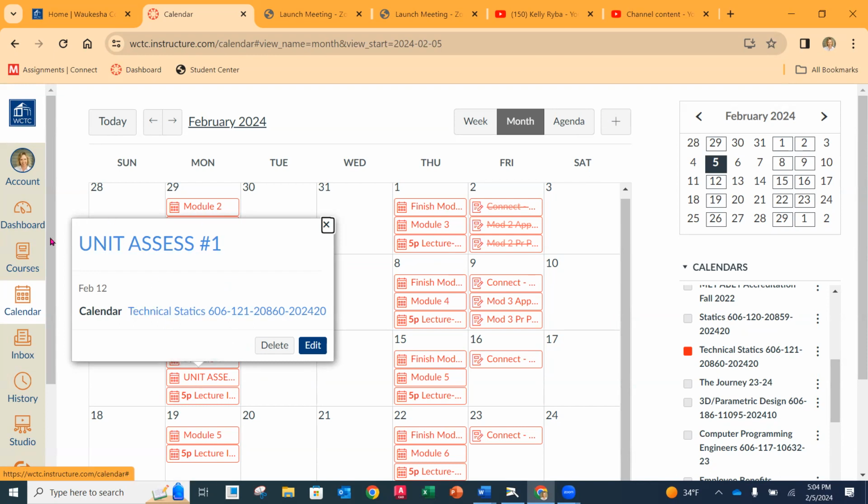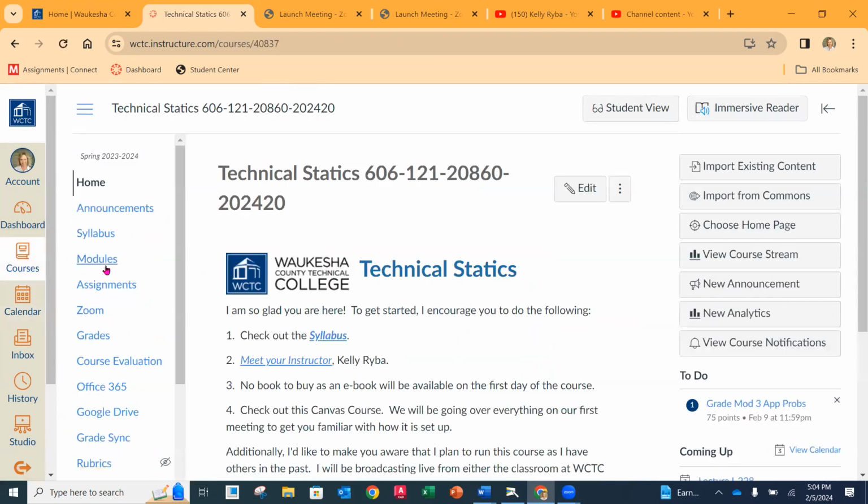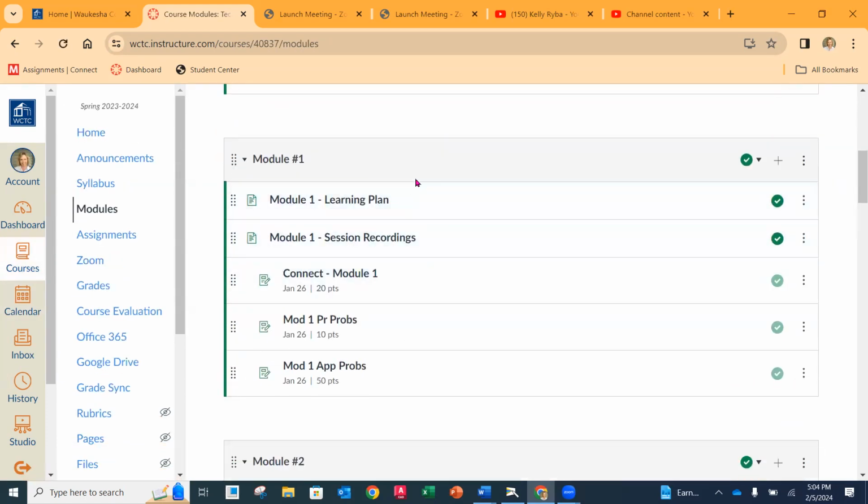Now, as we look back, as long as we're here, I'm going to go back over to technical statics, and we'll look at our modules. And you'll notice here, module 1, this was our math review. It was looking at algebra, 2 equations, 2 unknowns, and also some trig. It was really just setting us up for what we're going to be using the most in those areas.